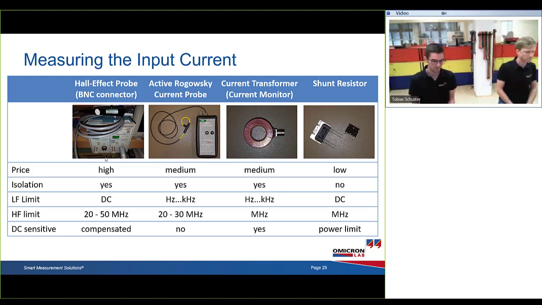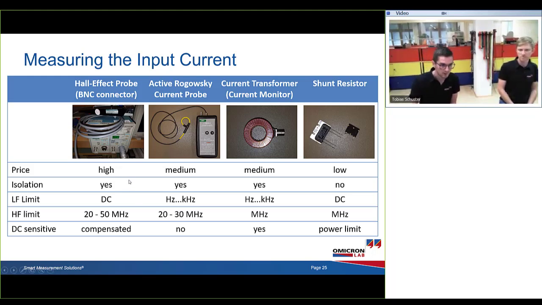To measure the current, either you use, for example, the 2121. There you don't need a current probe because it's already included in this box. Or you use, for example, Hall effect probes. In our case, it's an old Tektronix one. Important, it needs a BNC connector to connect to the Bode 100.